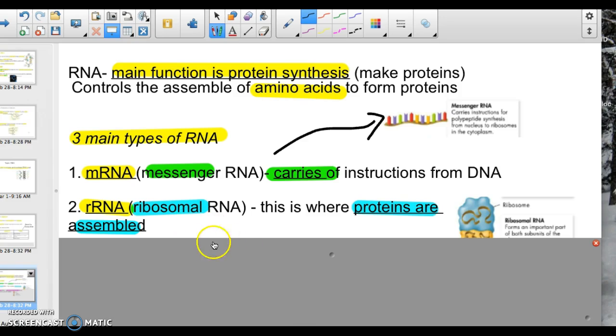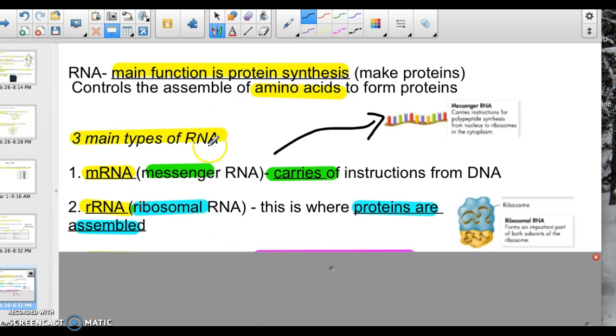rRNA is what we call ribosomal RNA, and this is where proteins are assembled. And so the rRNA is located in the ribosome, hence why it's called ribosomal. And so it does something very important with making proteins.